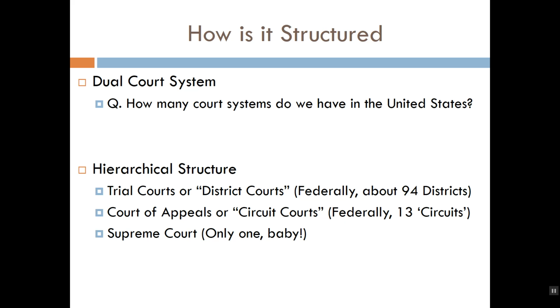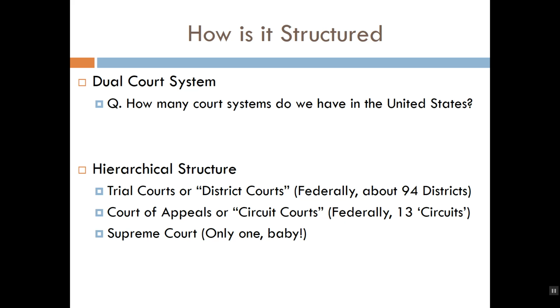A dual court system is a judicial structure employing independent court systems, one operating at the local level and the other operating at the national level. In other words, there are separate court systems for each state and a separate court system for the federal government. By and large, the states are going to handle disputes about state law, and the federal courts are going to handle disputes about federal law. But we'll get into that more again later on.